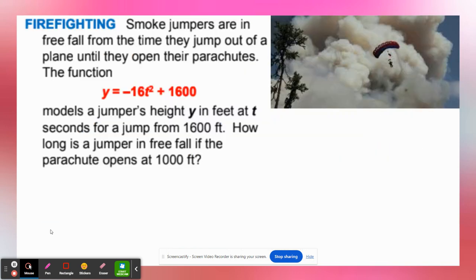Firefighting. Smoke jumpers are in free fall from the time they jump out of a plane until they open their parachutes. The function y equals negative 16 t squared plus 1600 models a jumper's height y in feet and t seconds for the jump from 1600 feet. How long is the jumper in free fall if the parachute opens at 1000 feet?